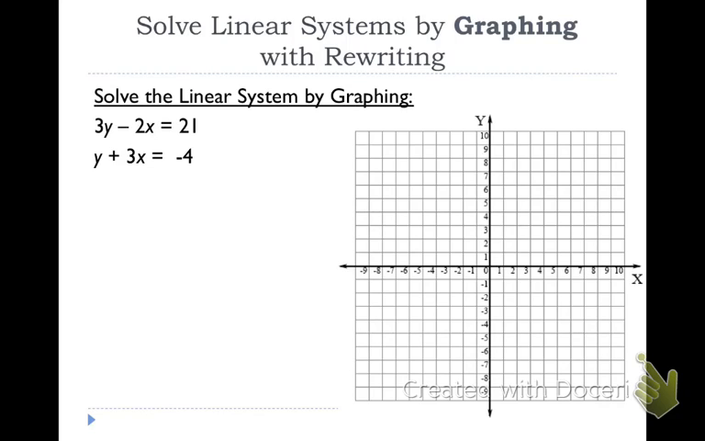I would like you to solve this system of linear equations by graphing. 3y minus 2x equals 21 and y plus 3x equals negative 4. Well, if you remember from the last slide, the very first thing I have to do is put each equation in slope-intercept form, which means solve the equation for y. So let's take our first equation and solve it for y.